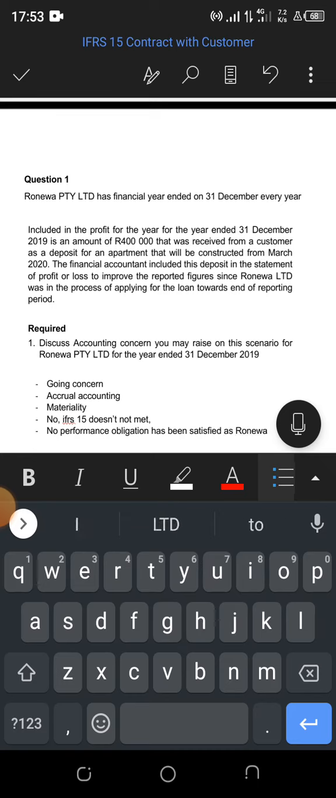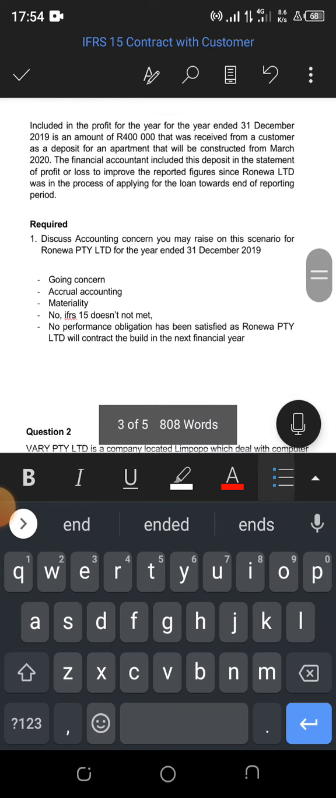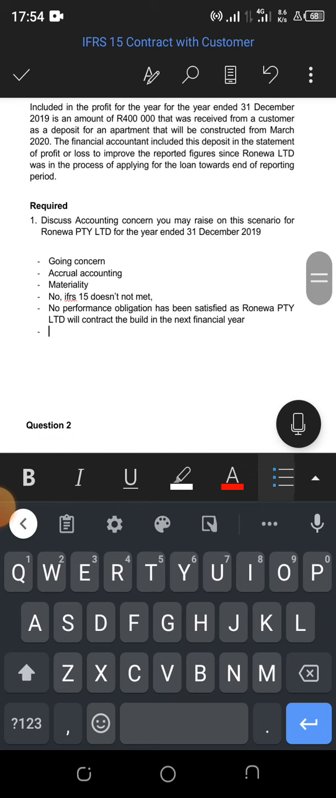as Ronewa Pty Ltd will construct the building or apartment in the next financial year.